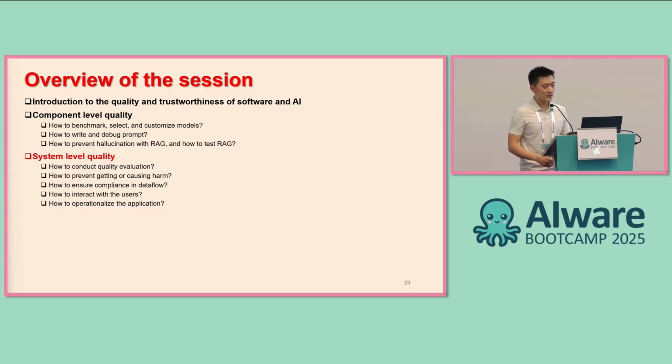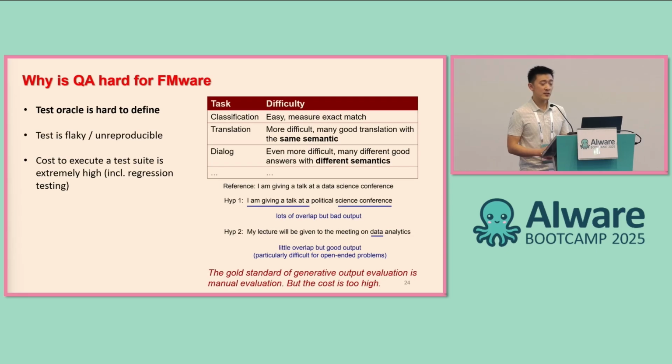Okay, so those are some component considerations we should have, and then we can move on to the system level things we want to consider. So in general, quality assurance for foundation model applications is extremely difficult because it's very different from testing traditional software. First, you can't define test oracles because lots of these tasks are open-ended. You can't list out all the possible answers that are correct. And secondly, the tests are also flaky and unreproducible given the randomness of the model.